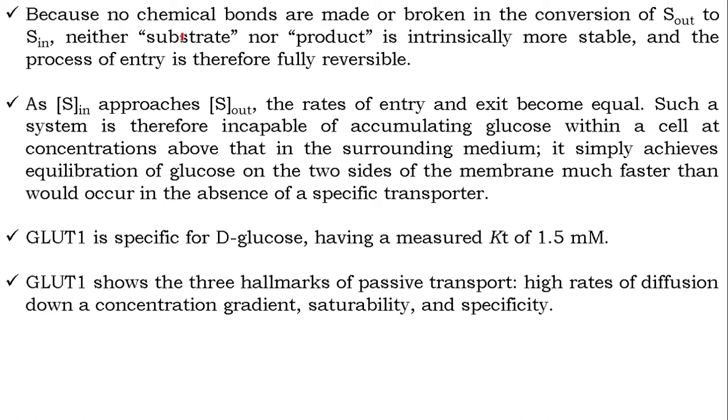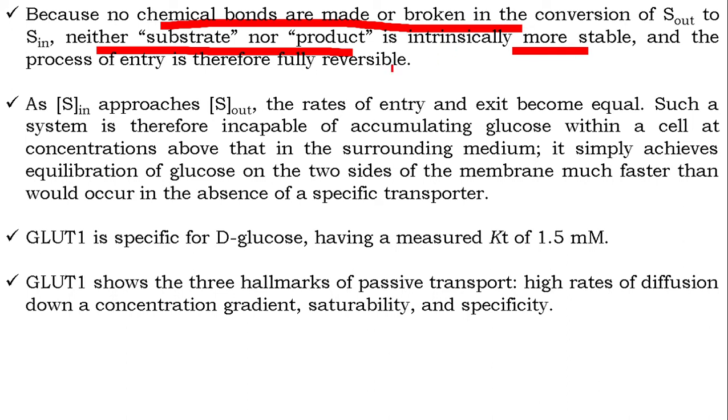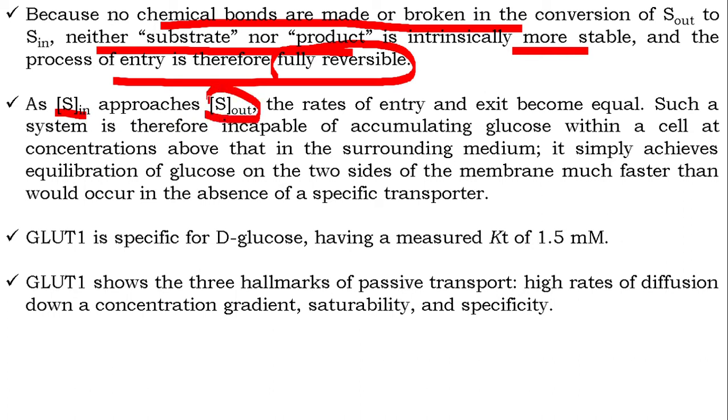See, no chemical bonds are made or broken in the transportation of the glucose into the cell. Neither the substrate nor the product is intrinsically more stable because there is no chemical reaction taking place. And the process is fully reversible. Transportation is fully reversible. That's why we used an equation there in the previous slide, substrate in and substrate out. Such an equation we used, because this transportation is fully reversible.